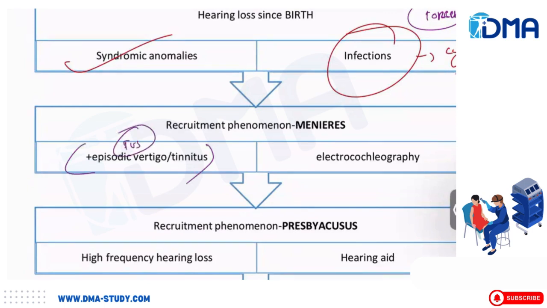Second, recruitment phenomenon positive: Meniere's disease. The patient will be having tinnitus, vertigo, sensorineural hearing loss. You should do electrocochleography and you should plan for endolymphatic sac decompression surgery. I repeat, the patient is having a cochlear deafness with sensory loss, with recruitment positive.